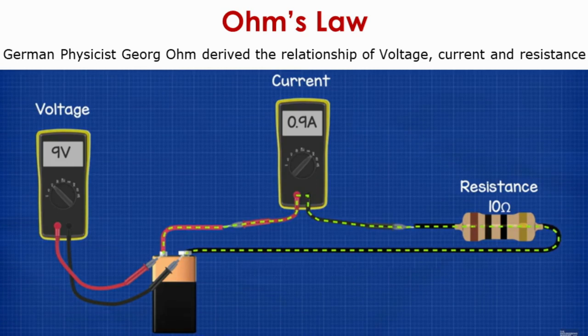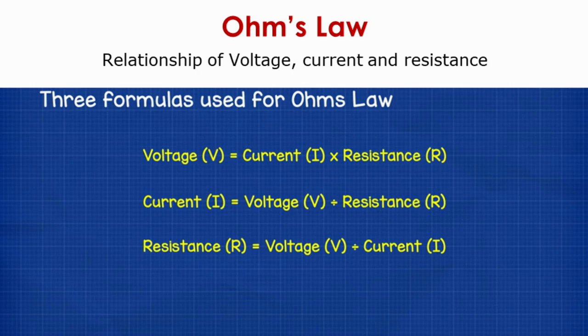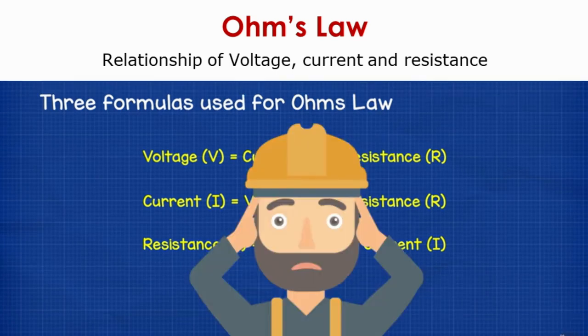For example, these are the three formulas used in Ohm's law. Voltage is equal to current multiplied by resistance, or current is equal to voltage divided by resistance, and resistance is equal to voltage divided by current. If you see this, you might be worried, oh, I need to remember all these formulas? You might be worried about it, but no worry.